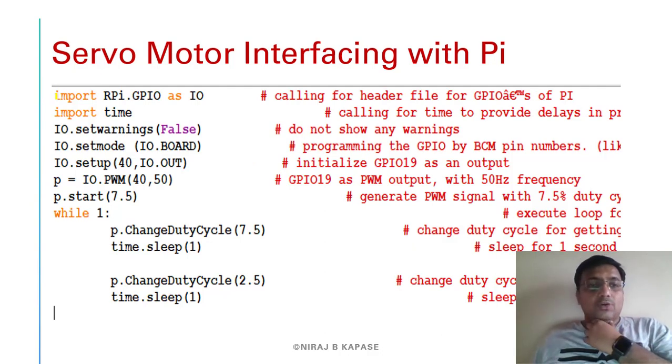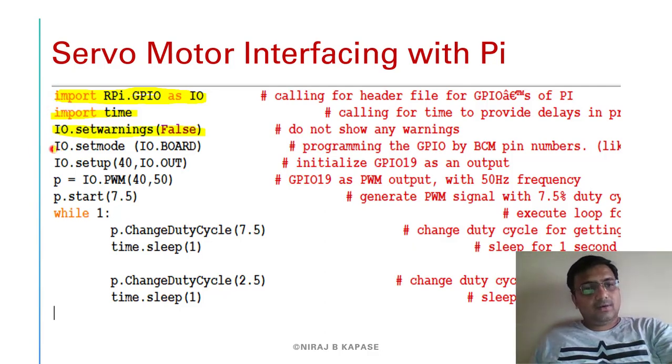Here the first line is import RPi.GPIO as GPIO. This is the function where we are calling the header file for the GPIO of the Pi. Import time, so it will import the time. GPIO.setwarnings False, so we don't want to display the warnings on the screen. That's why we set warnings to false.